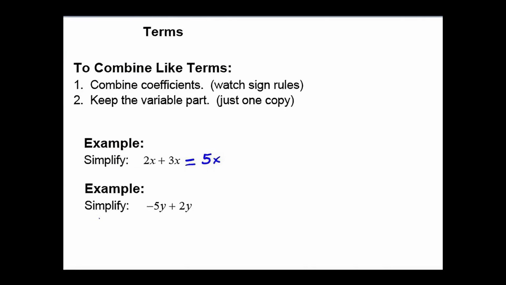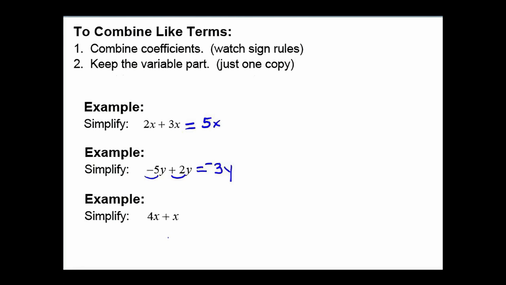For our next example, simplify negative 5y plus 2y. They are like terms because they both have y. So we're going to combine the coefficients. We have a negative 5 and a positive 2. Those are different signs, so we're going to subtract, sign of the larger, and keep the variable part. Our next example, simplify 4x plus x. These are like terms. They both have x. For our coefficients, we have a positive 4. And don't forget your 1. That's the coefficient of the x. So this is equal to 5x.